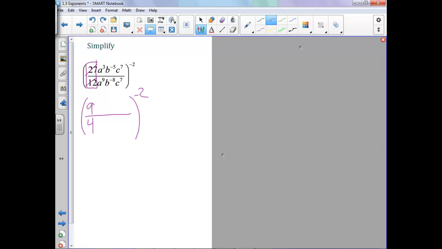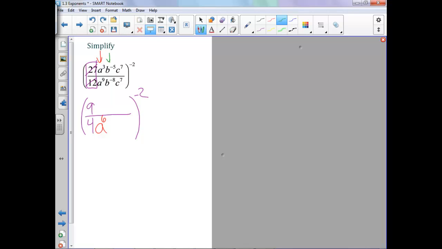Now let's look at our a's. We have a cubed in the numerator and a to the 9th in the denominator. Notice the 3 will cancel out. We're left with a to the 6th in our denominator. Or if you subtract, you'd have a to the negative 6 and then move it. That's fine too.